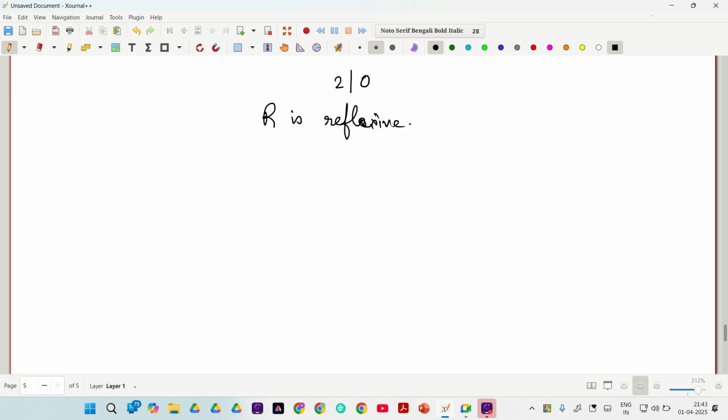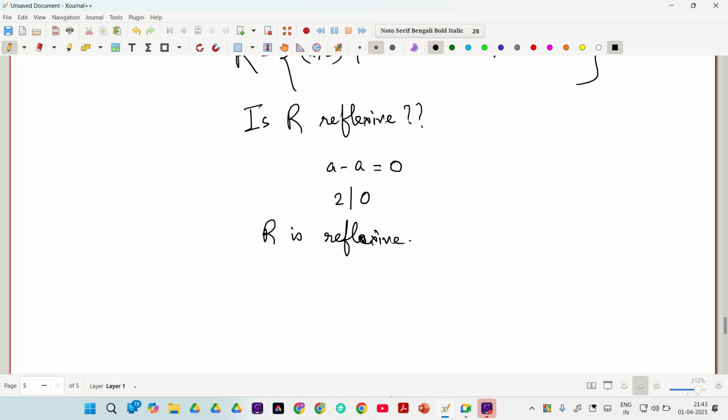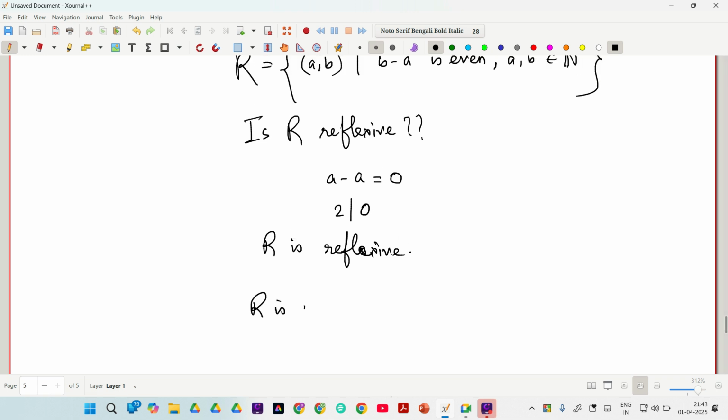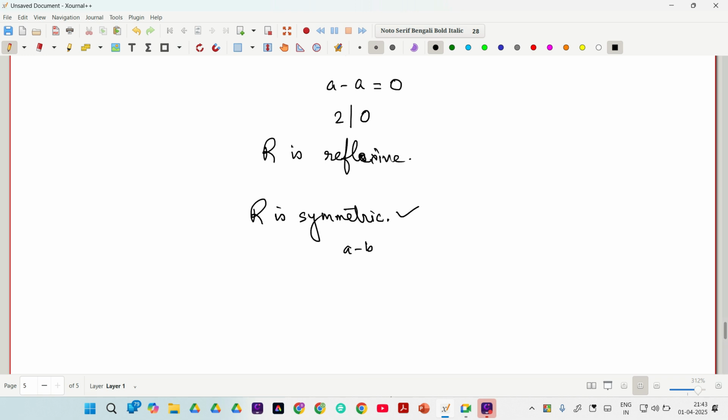Okay. Praditi, did you understand? R can be symmetric also. R is symmetric. Because if 2 divides a minus b, then also 2 divides b minus a.